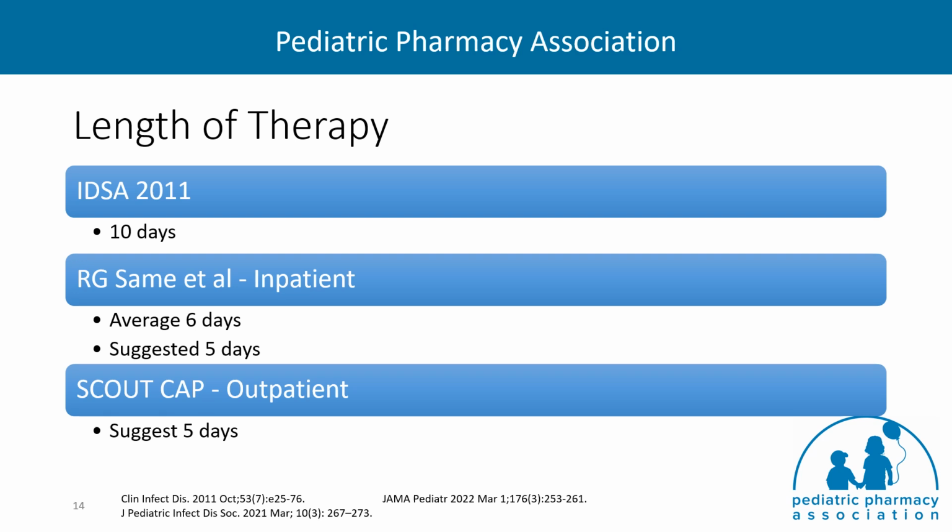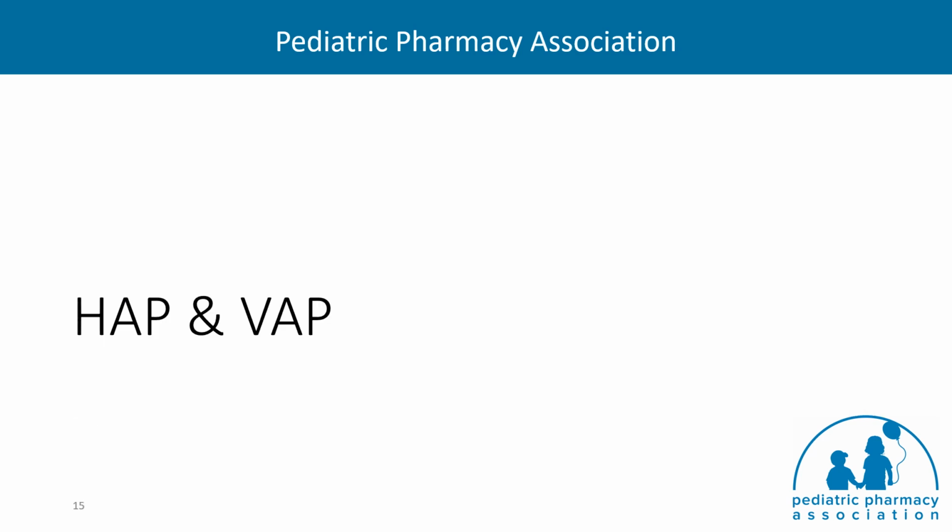As we may be aware, newer recommendations are coming out that shorter courses of antibiotics may be appropriate for adults with pneumonia. The work by Same and colleagues and the SCOUT-CAP trial are working to align pediatric information on the appropriate length of therapy in pneumonia with adults. Both trials suggest 5 days may be appropriate. If going with a 5-day course, it's important to ensure that there is appropriate follow-up and that the clinical picture fits this length of therapy.